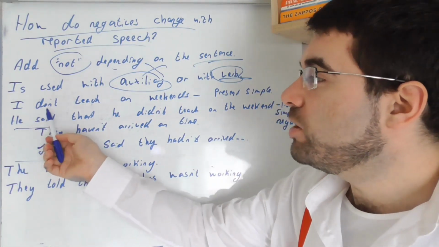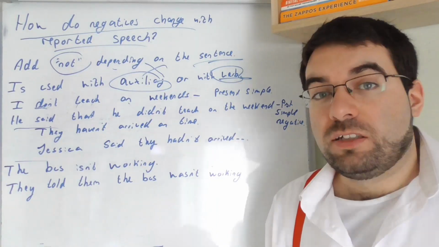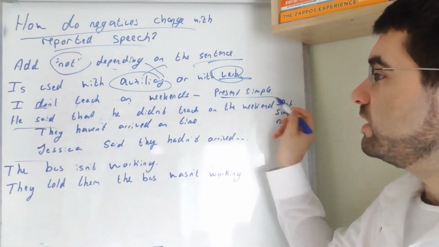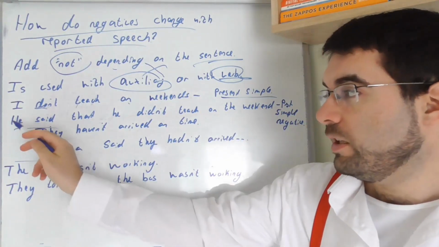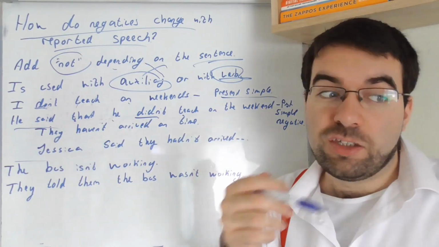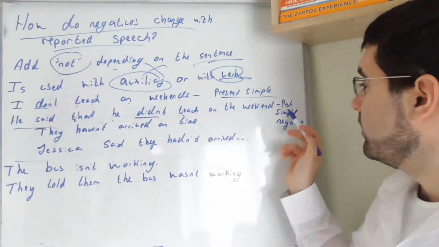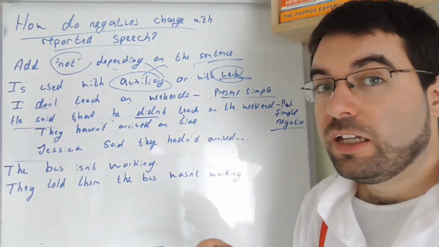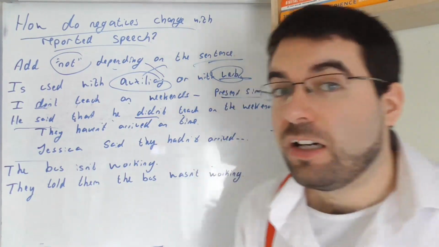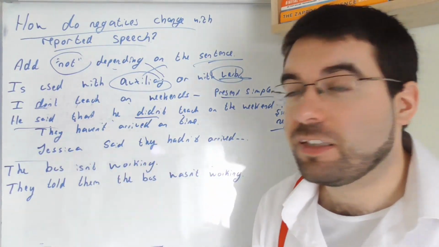So, I don't teach on weekends. Present simple. He said that he didn't teach on the weekend. The weekend just gone. He didn't teach on that weekend. So that's the past simple negative. He didn't teach on that weekend, and probably he won't teach on the next weekend either.